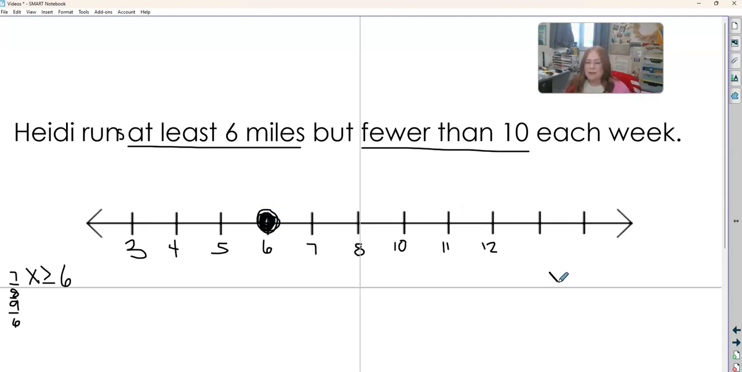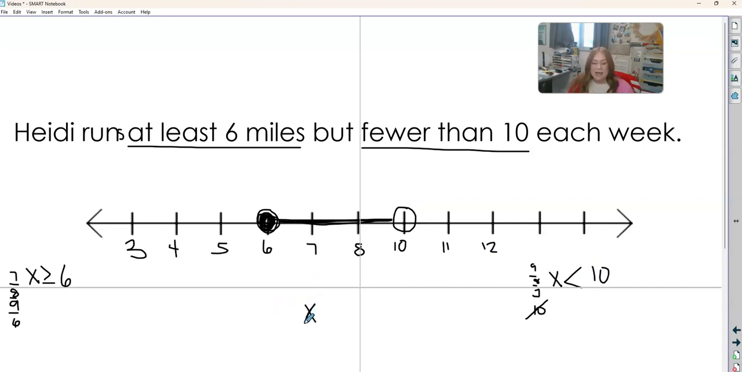Now I'm going to think about this one. X has to be less than 10, fewer than 10. So she could run 9, she could run 8, she could run 7. All of these are less. Can she run exactly 10? No, that's not less than 10. So 10 is just going to be open. When she's running more than 6, it's going this way. Less than 10 is going that way. So it's between here and here. When you get to another dot, it stops. So it's saying between here and here is what she can run. This one is closed because it includes the 6. This one is open because it does not include the 10.